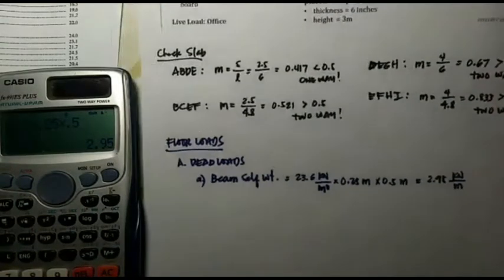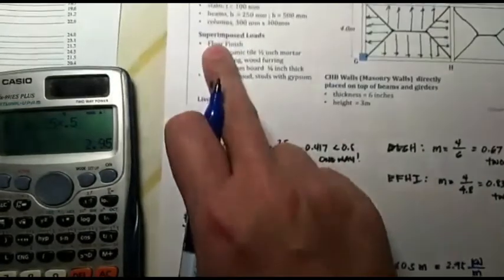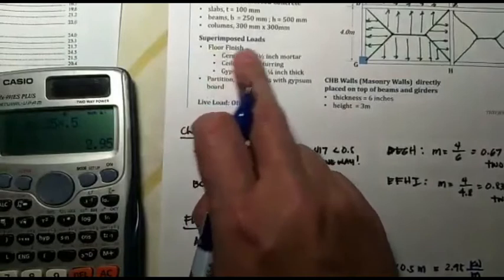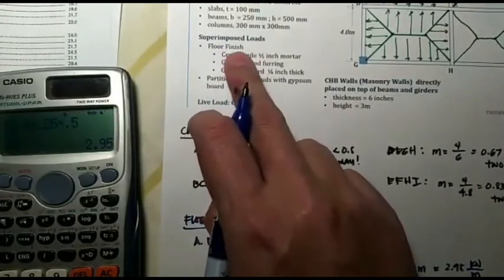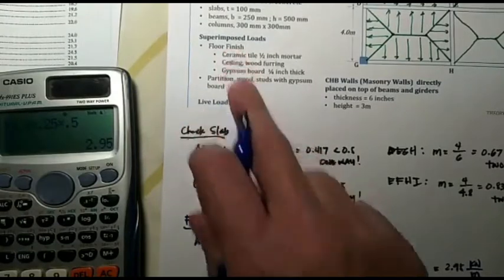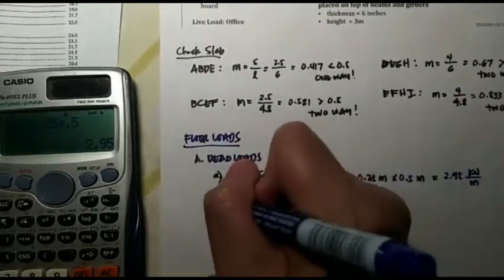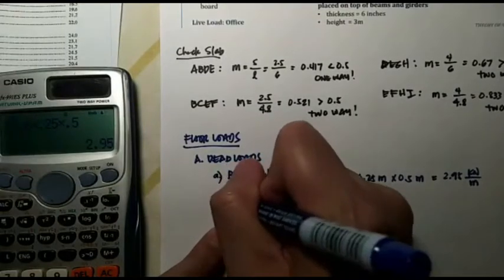Okay. So what else? Aside from the self-weight, meron daw superimposed loads. Superimposed load meaning these are the load on top of the self-weight of the member. Okay, so aside from the self-weight, meron daw siyang floor finish. Okay, isa-isayin natin. Okay, so floor finish.